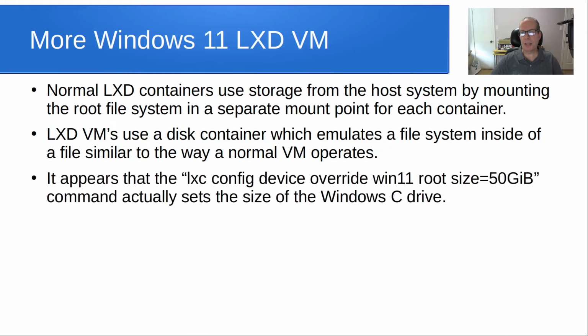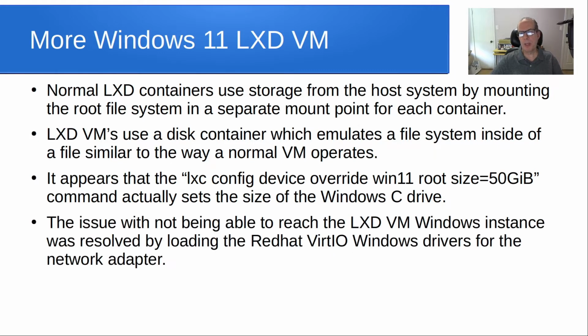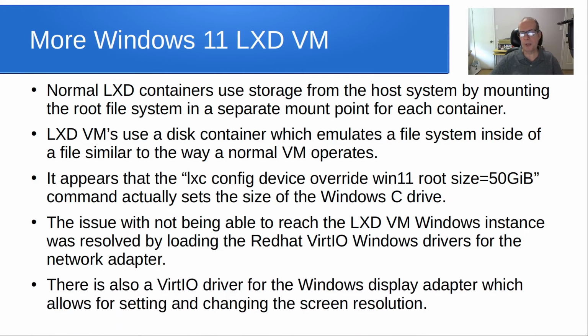It appears that the LXC config device override win11 root size equals 50GB command actually set the size of the Windows C drive, and originally I thought all it did was set the size of the root file system. So the issue with not being able to reach the LXD Windows VM instance was resolved by loading the Red Hat VirtIO Windows drivers for the network adapter. There is also a VirtIO driver for the Windows display adapter, which allows for setting and changing the screen resolution.